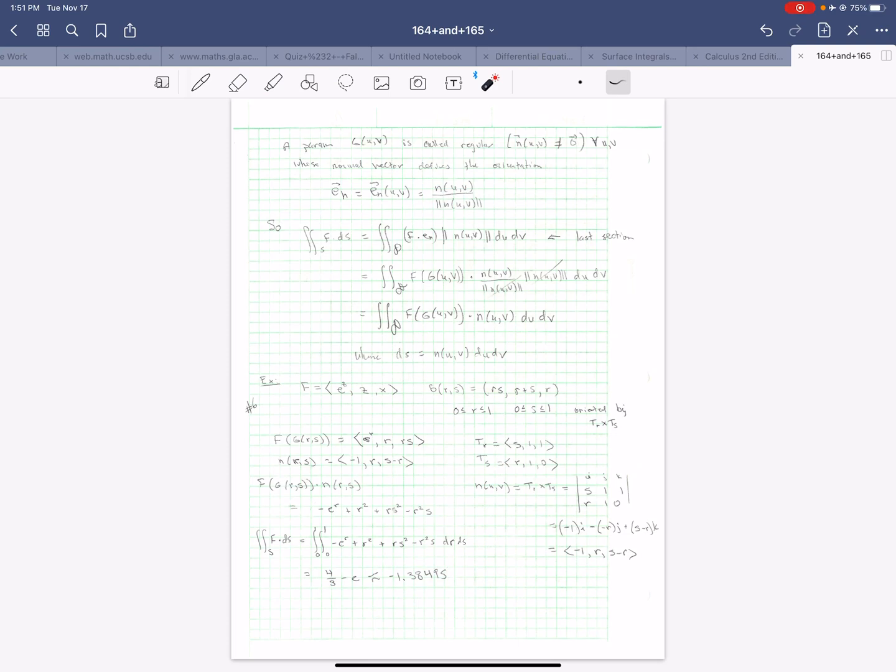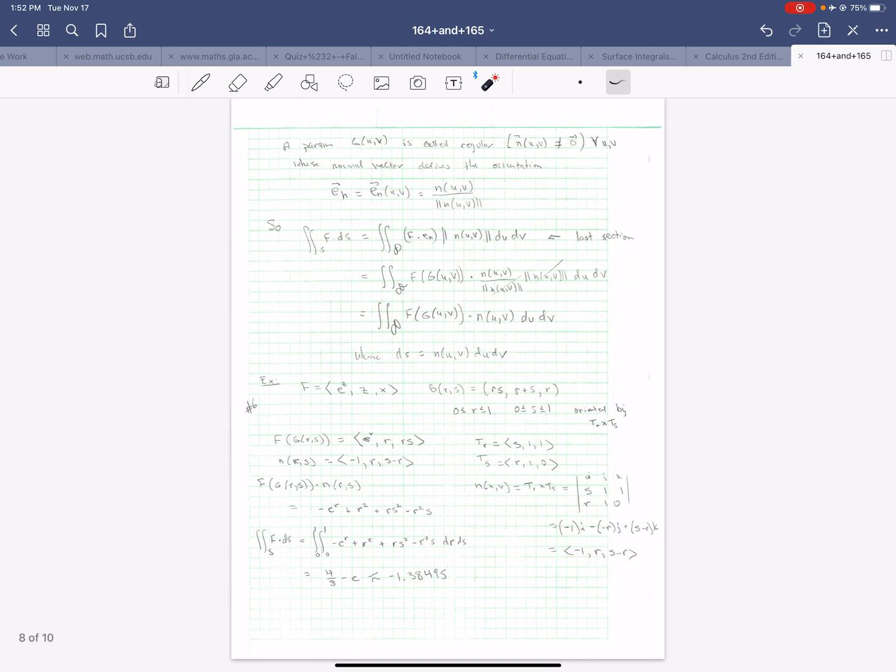Okay, once I have that, I can figure out what is the tangent vector in the r direction and the s direction. So I'm going to use this. So if I take the r derivative, that'll be s, 1, and 1. And if I take the s derivative, it'll be r, 1, and 0. And so there we have it there. When you cross it, that's what I get.